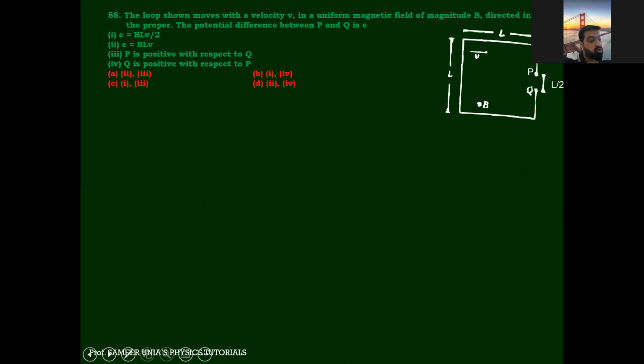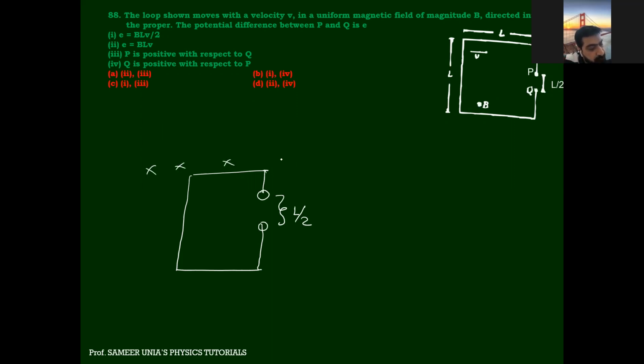Okay, listen to me. A loop moves with the velocity v. So there's a loop, but this is an open circuit loop, and this length is given as L by 2. Okay, and the B is directed this way. Look over here. Can I say this is like this, which I had explained right now?